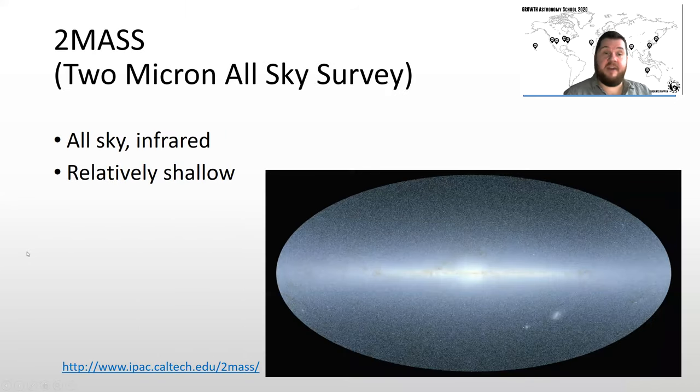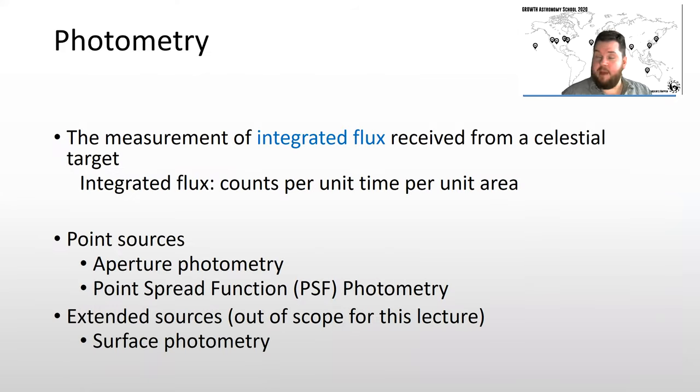And 2MASS, this is a very different one. So here we have an all sky image, so 2MASS has observed the entire sky. We can see the plane of the galaxy in the middle here. It's an infrared survey. So if you want to do infrared astronomy, this is the type of survey that you would need to use. The problem is it's relatively shallow, so it's only picking up really bright stuff. Now, right, so let's talk about photometry.